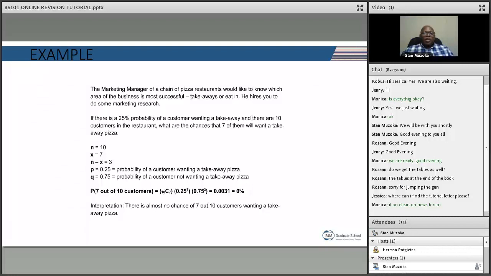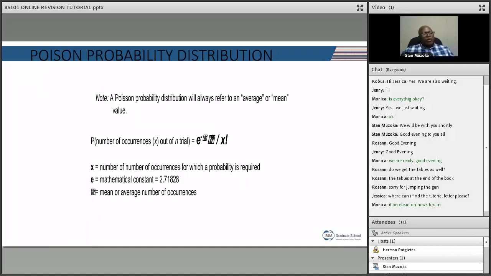Our answer is 0.0031, which is 0%. Therefore, there is almost no chance of 7 out of 10 customers wanting a takeaway from this pizza house. The probability is 0. There's a 0% chance that 7 out of 10 customers will want a takeaway.